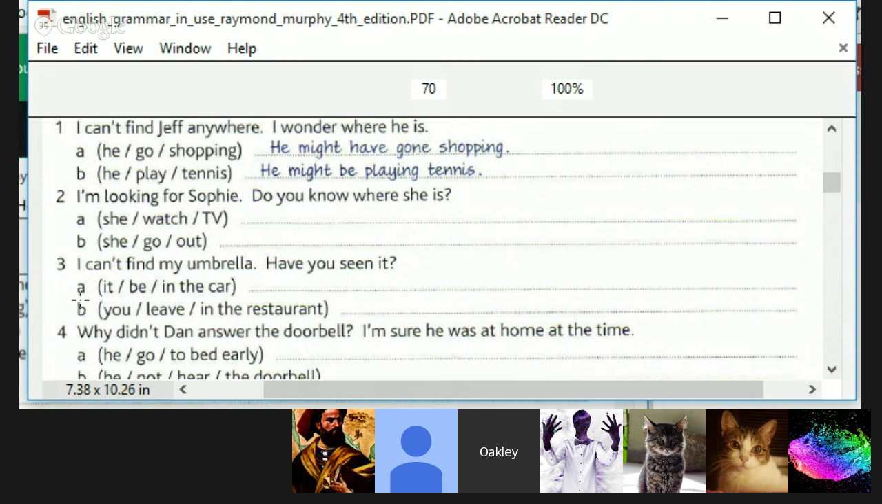Living in the restaurant. Nope. Left. Okay, you're getting closer. But you need to also have the auxiliary verb have to show past tense with might. You might have left in the restaurant. Yeah. Well, we also need an object noun. You might have left it in the restaurant. Yeah, that's it.